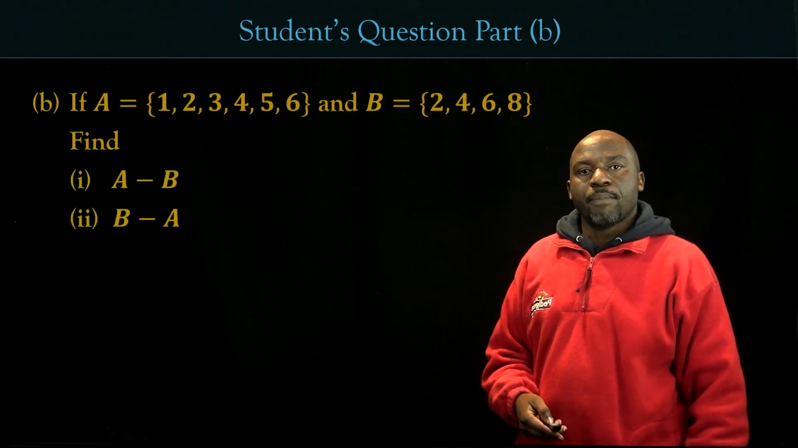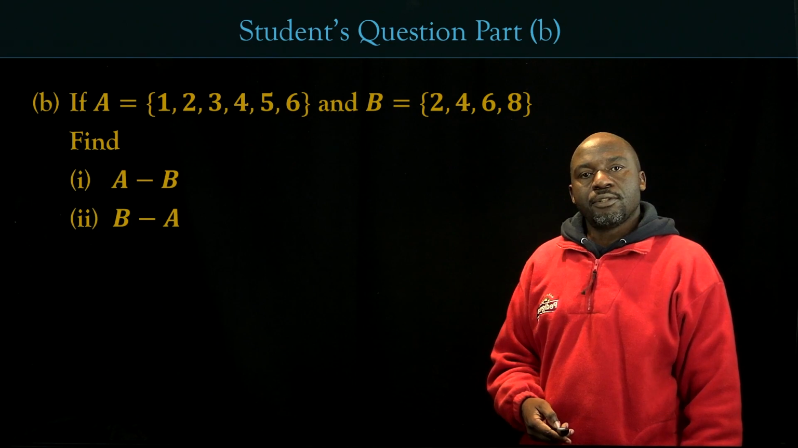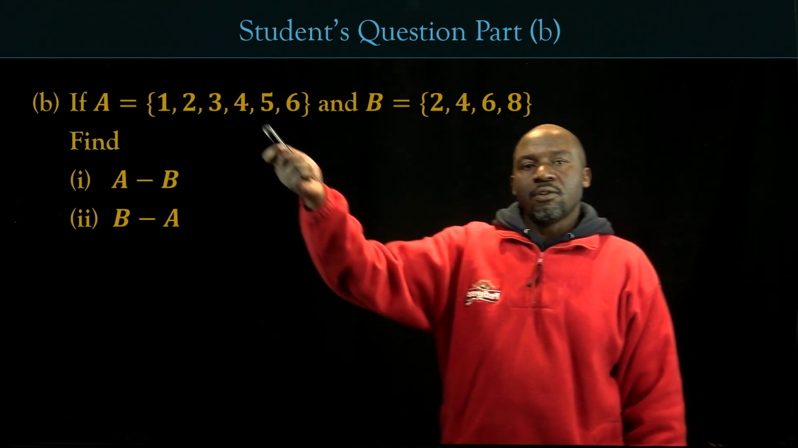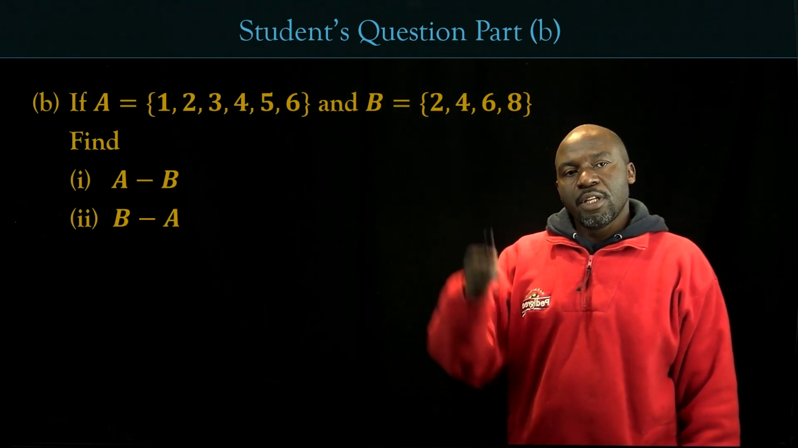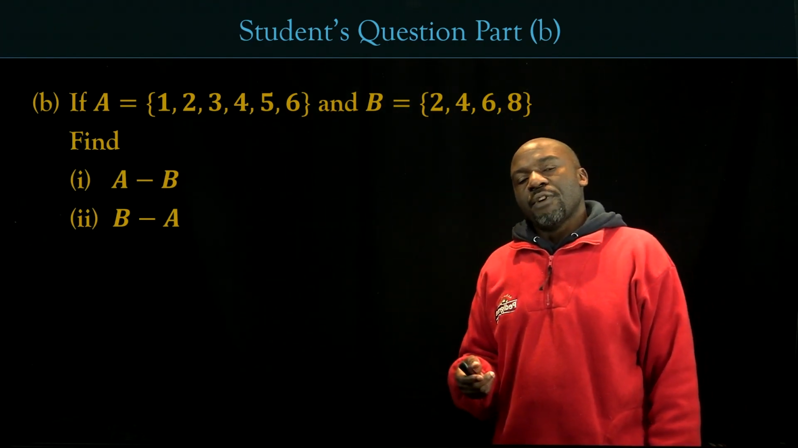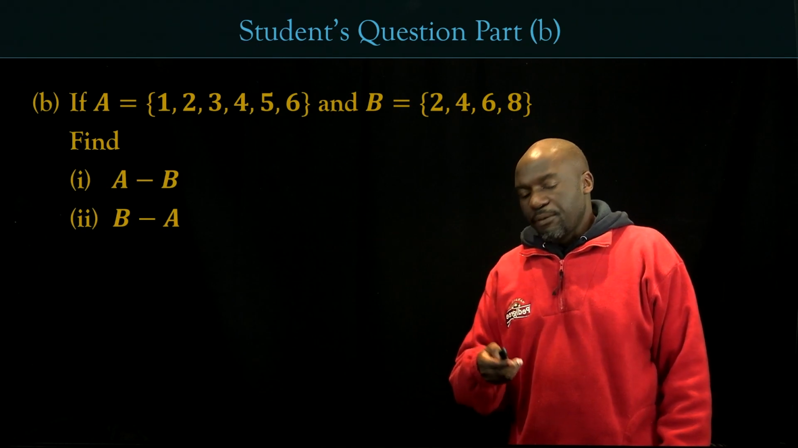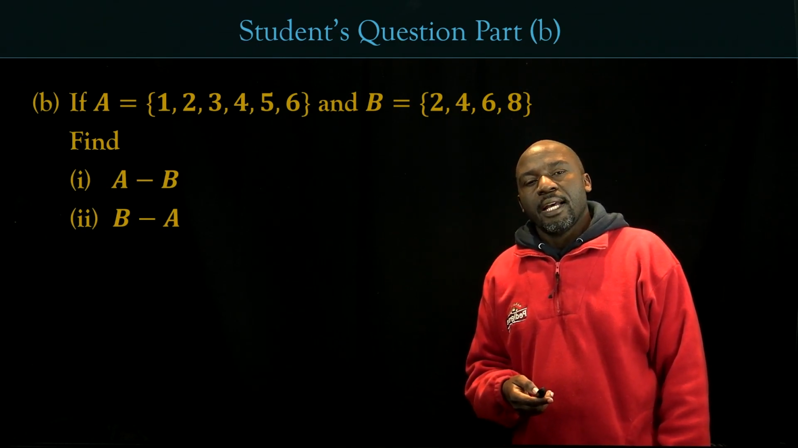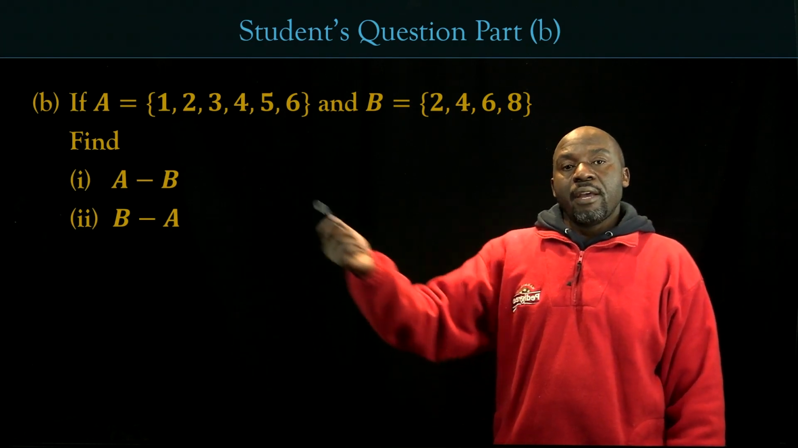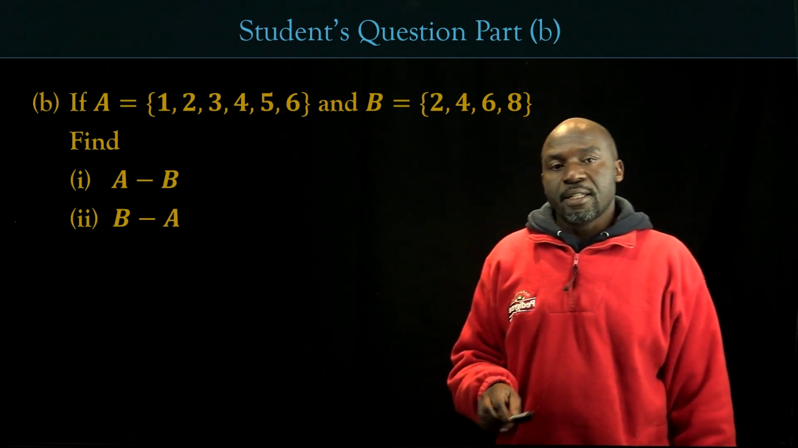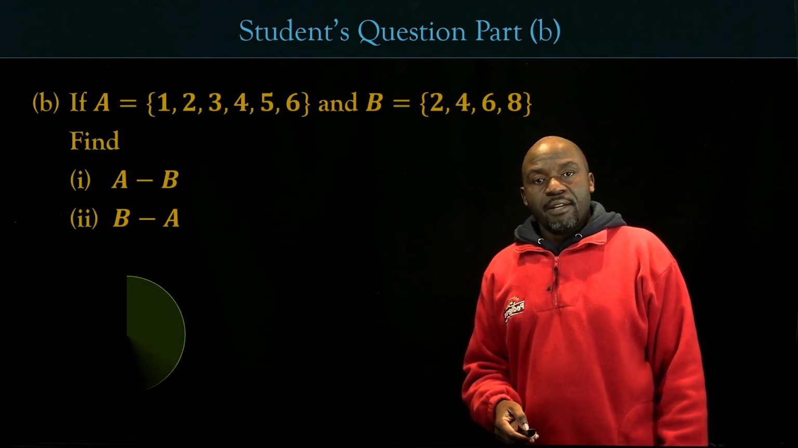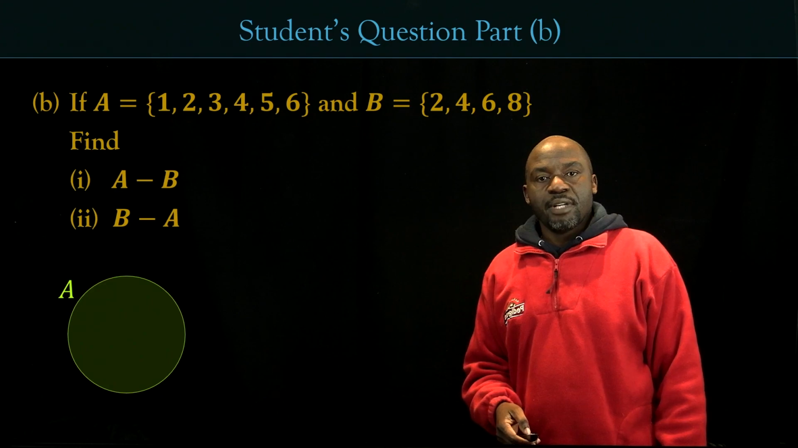Here is the second part of the question that was asked by the students. So if the set A contains these elements and the set B has got these elements, find the difference of the sets A minus B, okay, and B minus A. So A minus B refers to all elements that are in A but not in B, and B minus A refers to all elements that are in B but not in A.